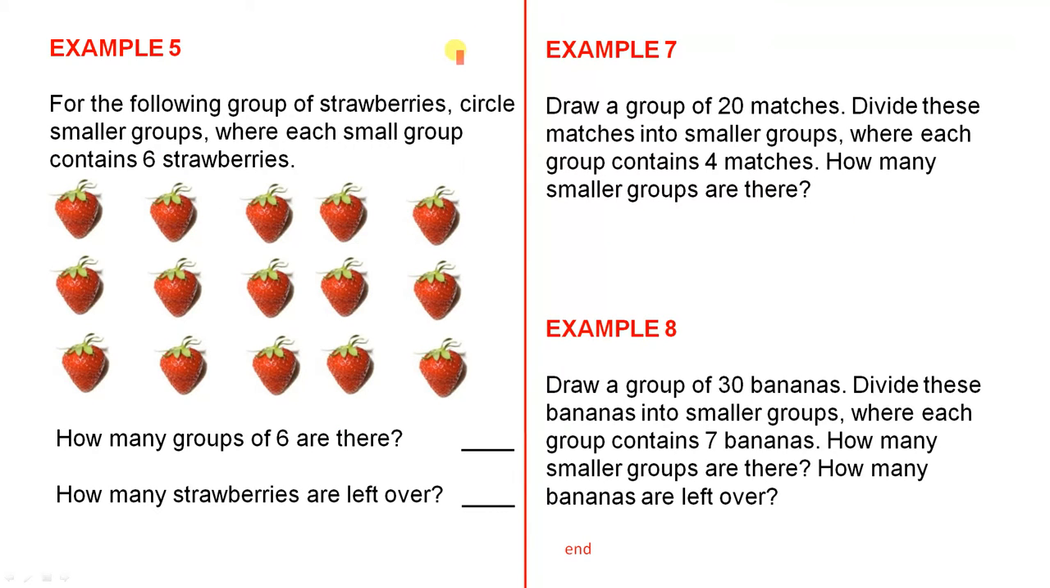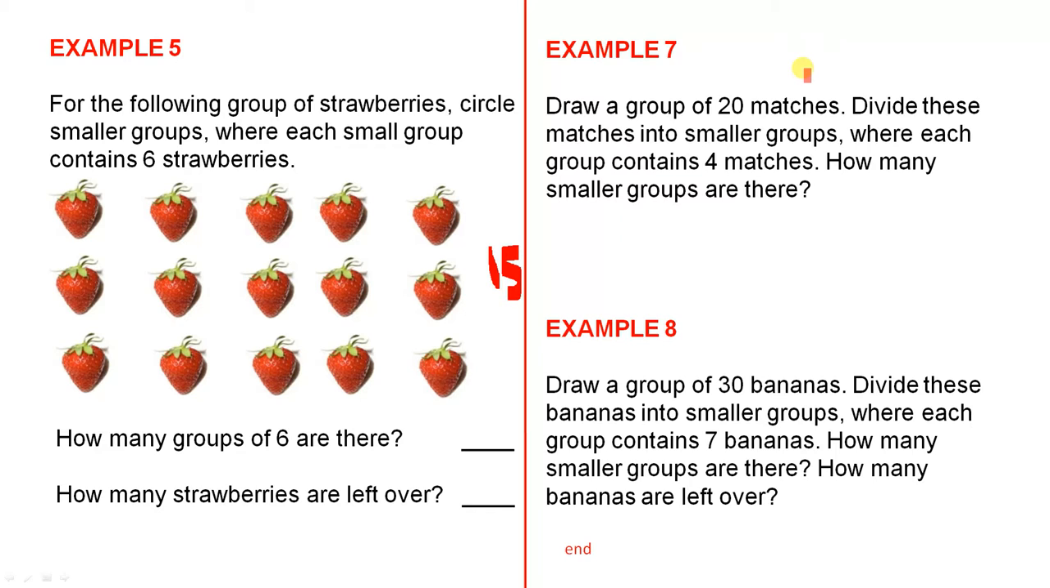Example 5. For the following group of strawberries, circle smaller groups where each small group contains 6 strawberries. So here we have 15 strawberries. That'll help us. So 15 strawberries there. And we divide them up into groups of 6. Okay, so how many groups of 6 are there? Write the answer there. How many strawberries are left over?